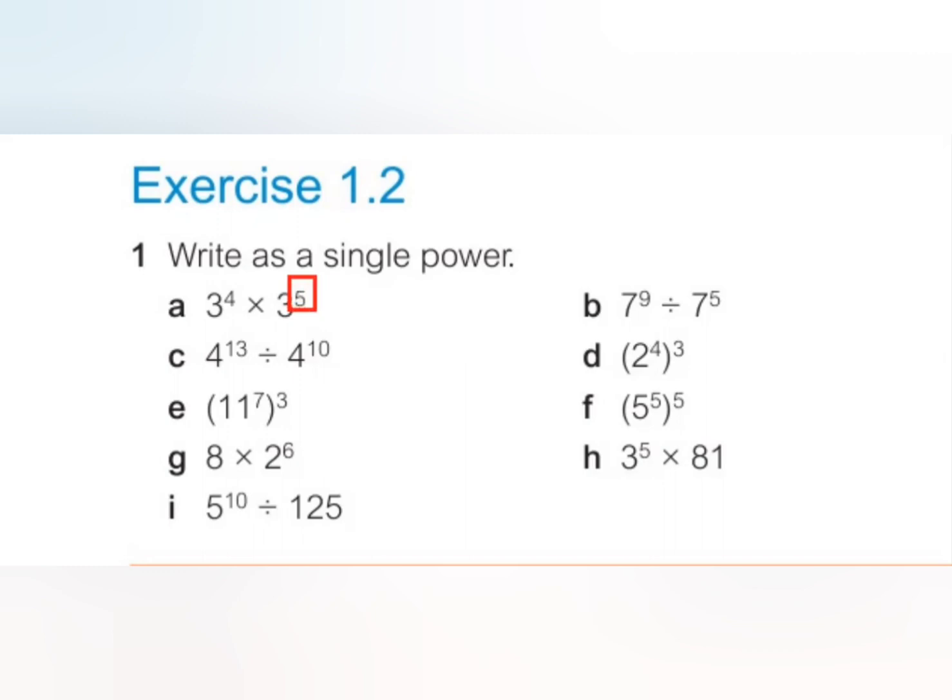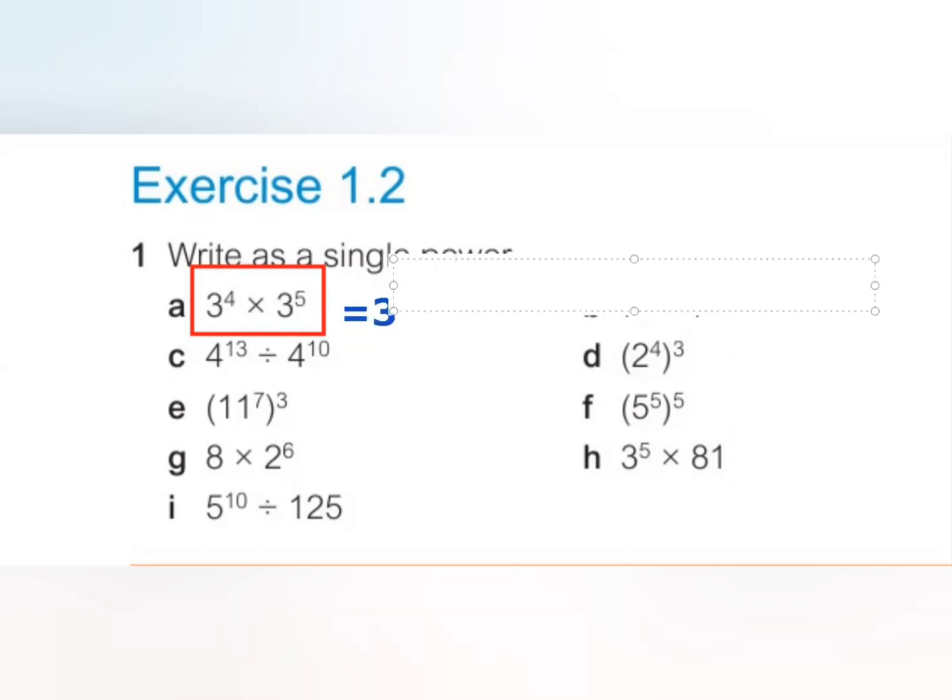Now, if we have the same base number and we are multiplying them, it means we have to take the powers and add them together. So the answer here will be 3. So we write the same base number, 3, and then the power will be adding the powers here. So 4 plus 5 equals 9. So the power will be 9. So the first one is going to be 3, and the power will be 9. So the first question, 3 to the power of 9.